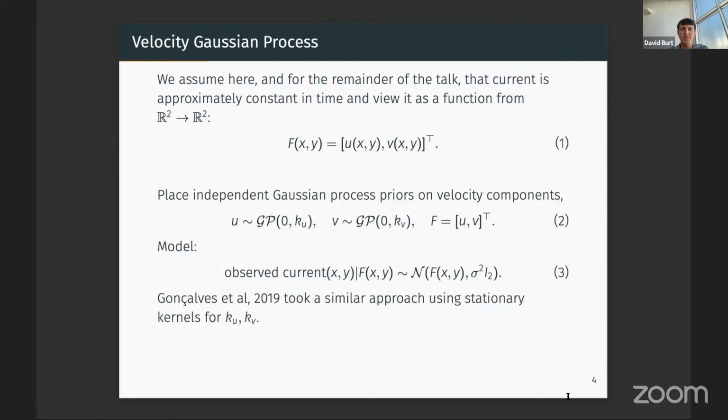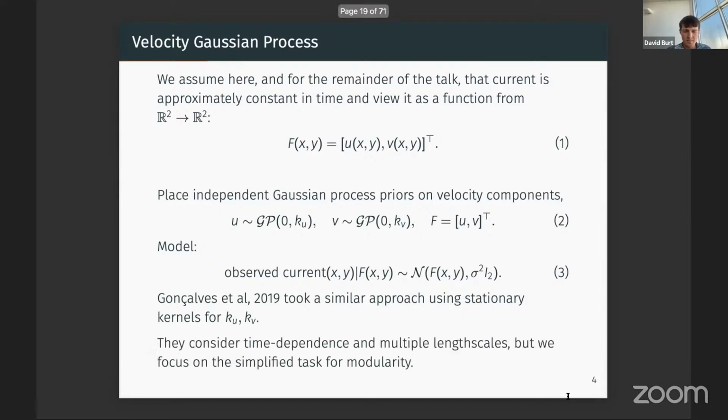And an approach very much like this was taken in a 2019 paper using stationary, in fact, I think isotropic kernels for Ku and Kv, so kernels for these two components. They also considered time dependence in multiple length scales, so using additive kernels to try to learn multi-scale behavior. We're going to focus on this really simple spatial model, at one scale for modularity. And then I'll talk a bit at the very end about how we're working to build back up to a more sophisticated spatiotemporal model.